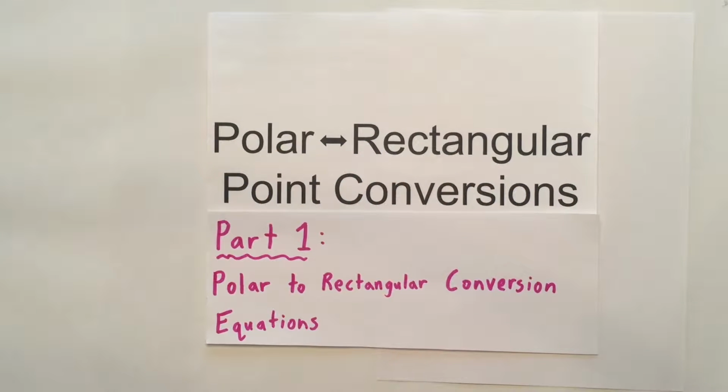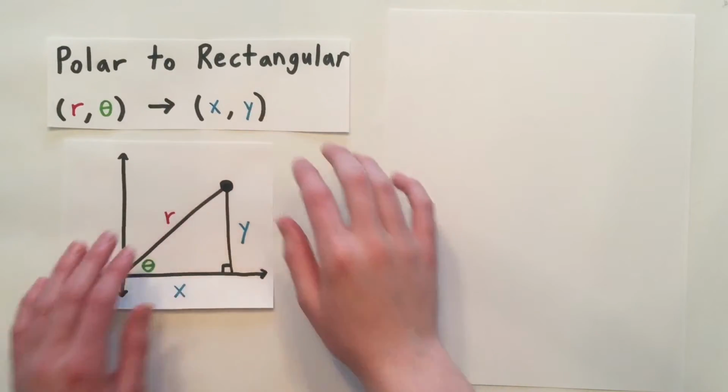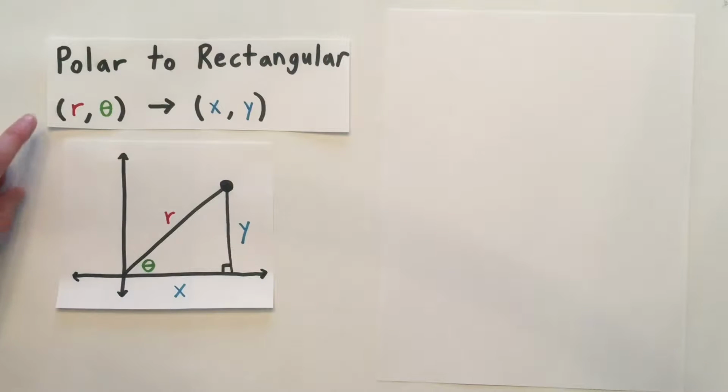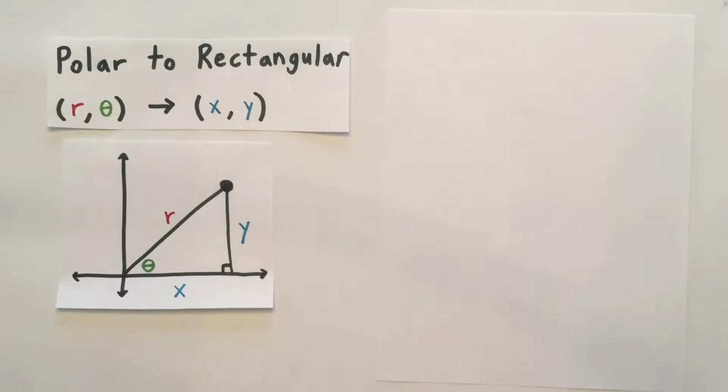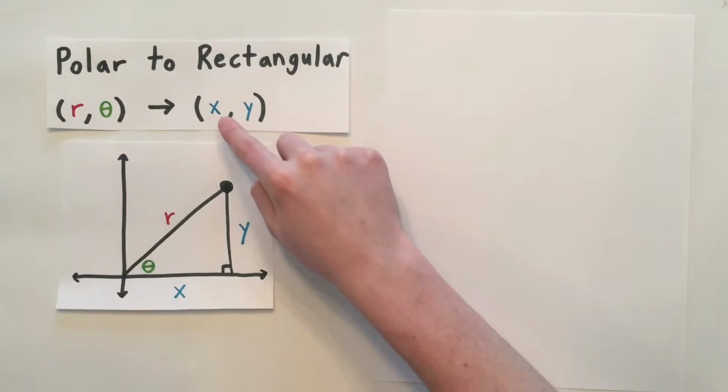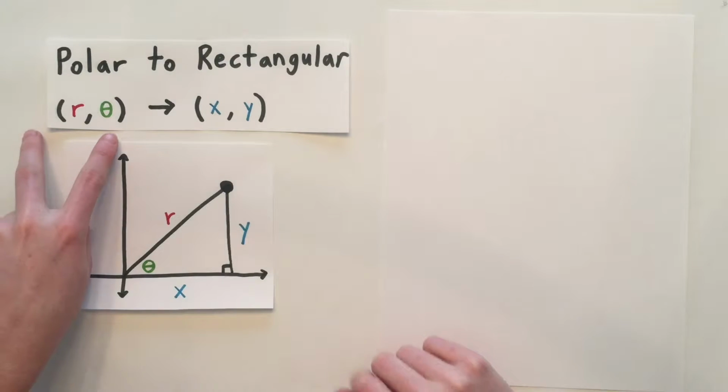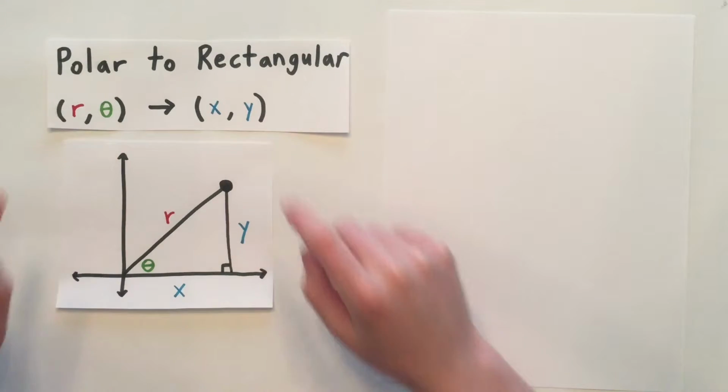The topic of this video is polar to rectangular conversion equations. When converting from a polar point, r comma theta, to a rectangular point, x comma y, you need two equations. You need one that you can plug r and theta into and get x, and another that you can plug r and theta into and get y.